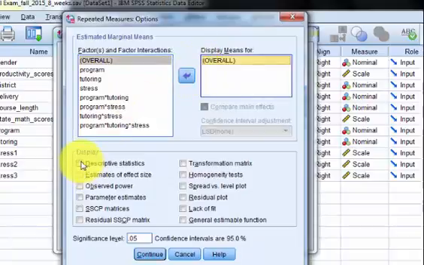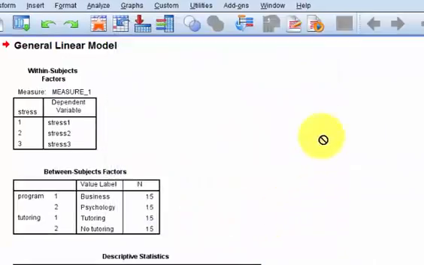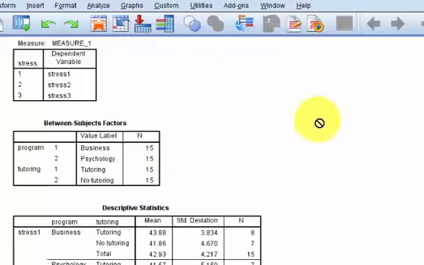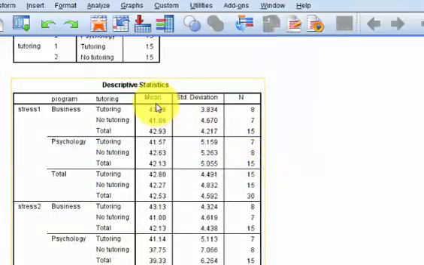And again, we're going to look for descriptives, effect size, power, homogeneity of variance. And again, I'm not going to do post hocs on you. And let's just see what happens. So these are your 3 repeated measures. This is how many people were in business, how many were in psychology, how many had tutoring, how many did not have tutoring. And there's all your means.